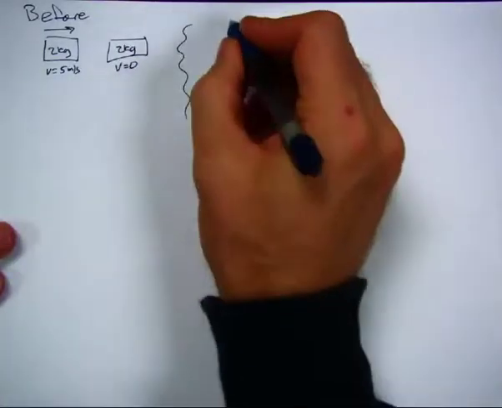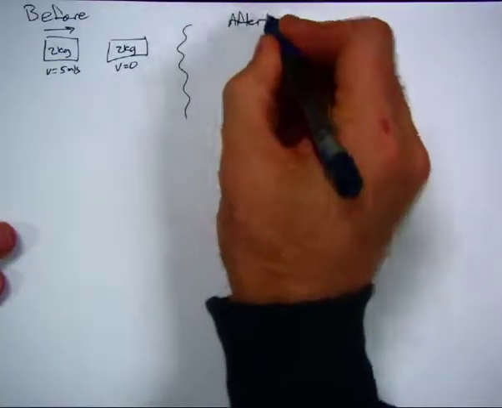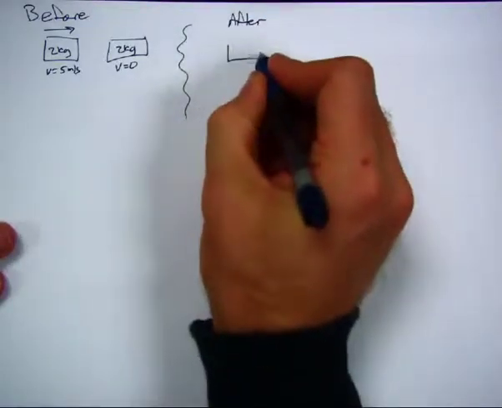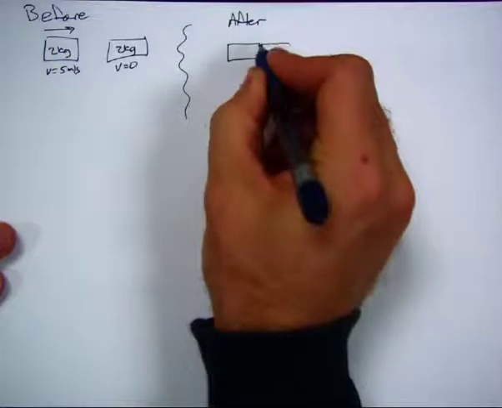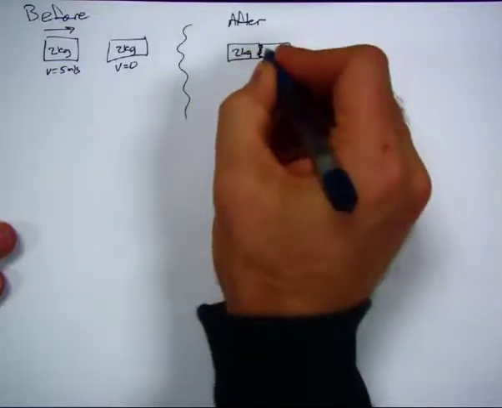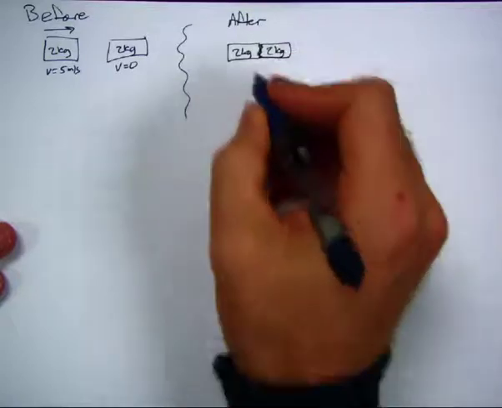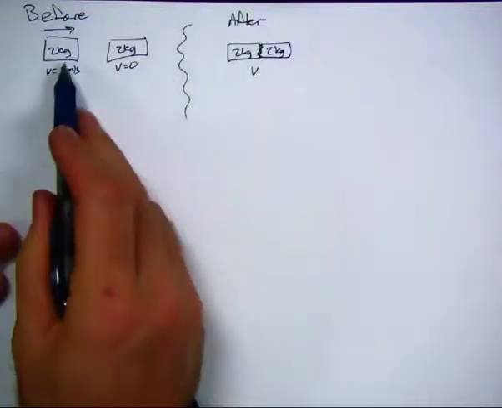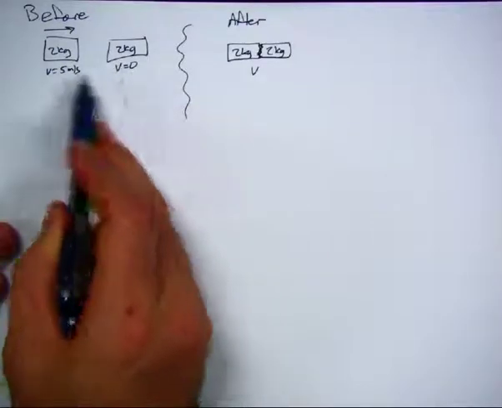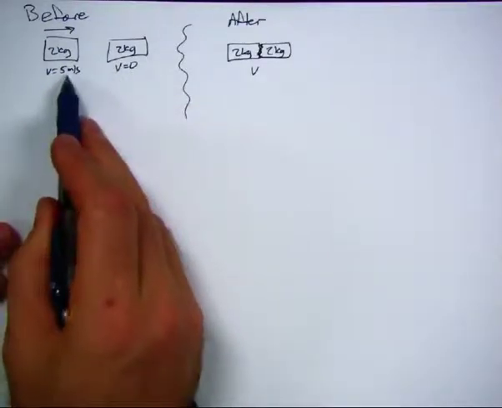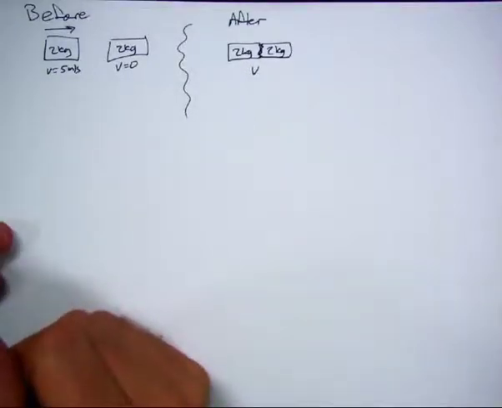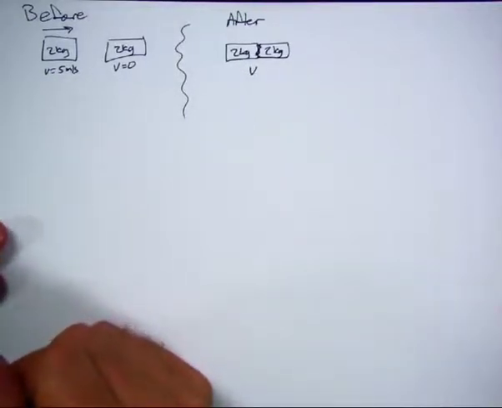After the collision, it's a little bit different because we have two carts that are stuck together. So we'll just draw them like this, like the little Velcros stick together, 2 kilograms, 2 kilograms. And we noticed that the velocity changed. Obviously the one with 0 velocity sped up, and it looked like the other one slowed down a little bit, but we don't know what that velocity was. We can use conservation of momentum to help us calculate that.